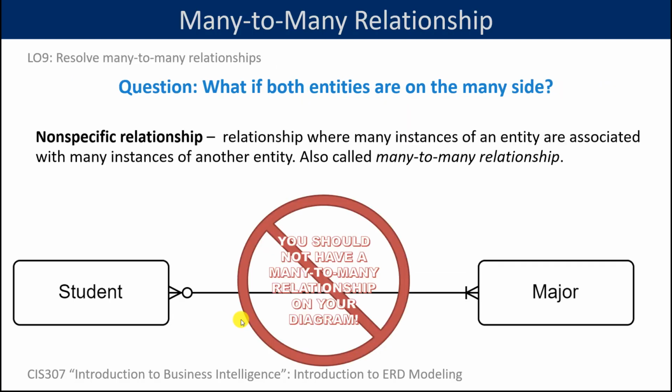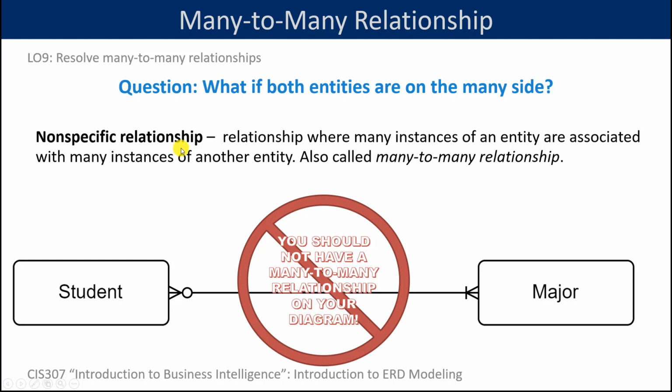Now, the question is, what if both entities are on the many side? For example, one student can have many majors and one major can have many students, okay? So this rule does not seem to apply because we don't have one and many. In that case, we don't know which one is child entity and which one is parent entity. This is a situation that should be avoided.